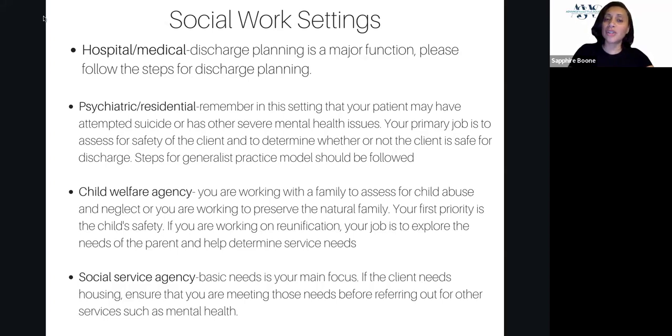So for psychiatric and residential, of course, this is where the patient has severe mental health issues and is a danger to self or others. It could be a temporary commitment, or it could be a little longer term, but you're always going to be assessing for safety and following, of course, the generalist practice model.